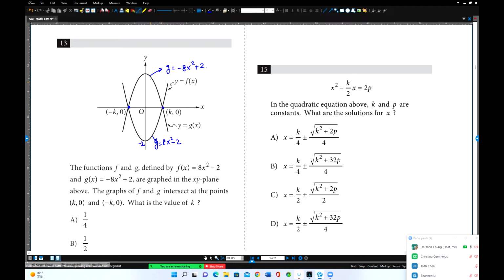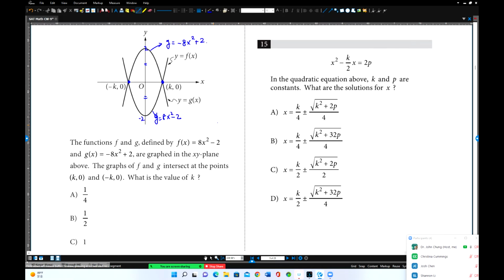Negative 2, apart by the same distance, it's going to have right symmetry. Okay, what is the value of k? K is a positive number. How can you find the value of k? You have to find the intersections. Okay, how can you find the intersection?